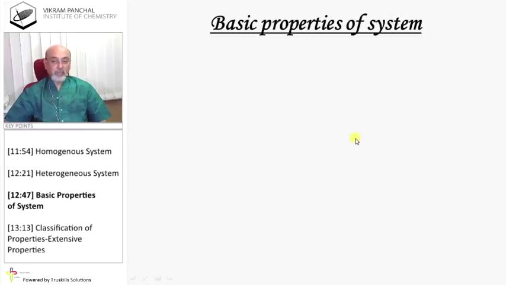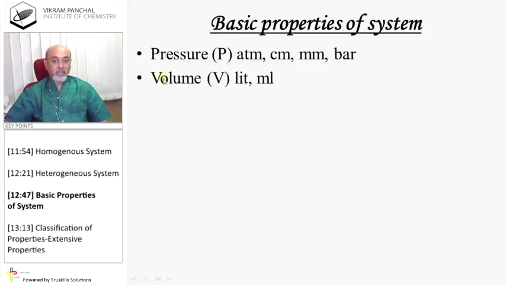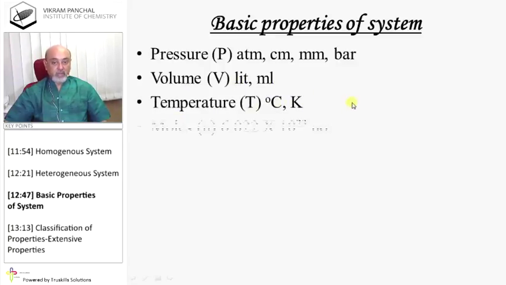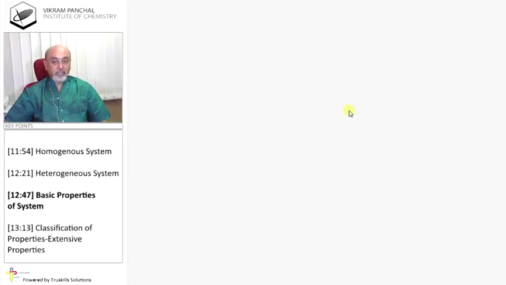Basic properties of system. Pressure, which is in atmosphere, centimeter, millimeter or bar. Volume, which may be in liter or milliliter. Temperature in degrees Celsius or Kelvin. Moles, 6.022 times 10 raised to 23. These are basic properties of any system.